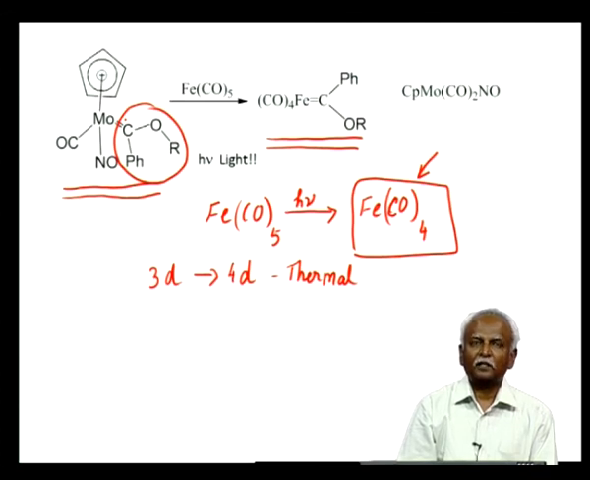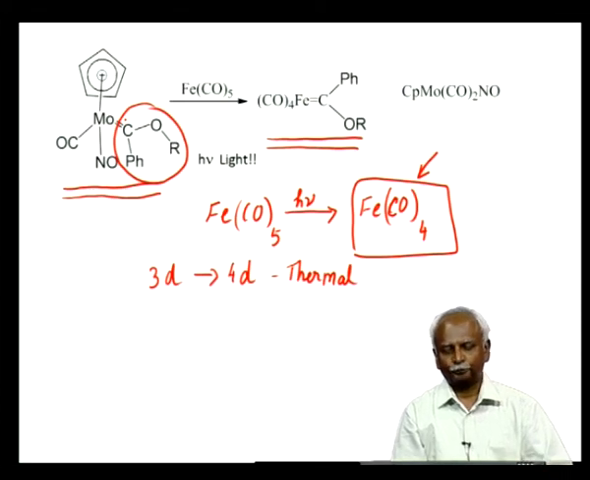So, the net result that we need to understand is that we can transfer a carbene carbon from one metal center to another metal center. As long as the final result leads to a stable structure, we can always transfer the carbene from one metal center to the other.